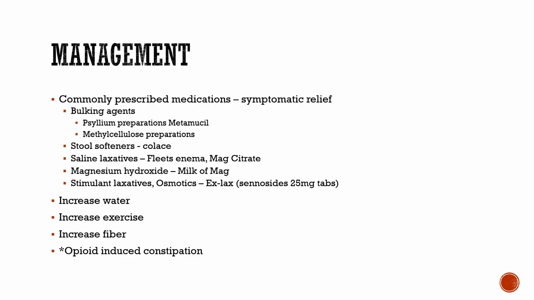Increase fiber, and then let's consider if the person has opioid-induced constipation, they may need something more than a stimulant. They may need a drug such as Relistor or Amitiza that act specifically. In the case of Relistor, it's an opioid antagonist, and Amitiza actually works in the gut as a chloride channel activator. In other words, it pulls fluid into the gut so that the stool will begin to move.